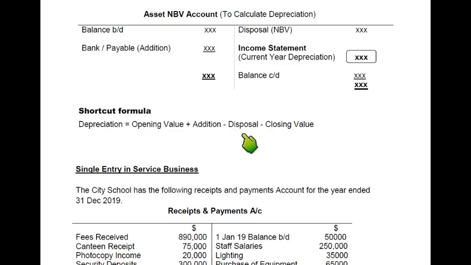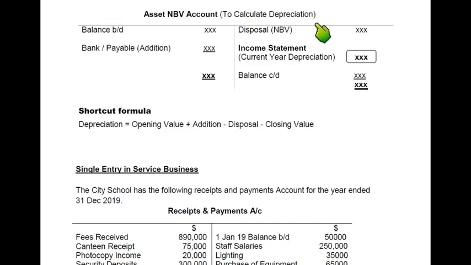Then there will be the closing value. The closing value will be estimated either by the manager himself or the owner himself, or maybe a professional valuation firm can be hired to get the value. So this is the closing value. This is the shortcut formula for calculating depreciation using the revaluation method.